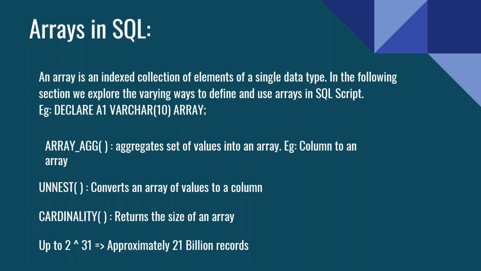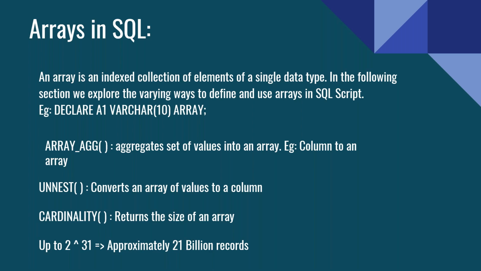And unnest is something which will actually do the reverse of the aggregate function. Aggregate will convert a column into an array, whereas unnest will convert an array of values into a column. Okay. So one more function is called cardinality, which returns the size of an array.